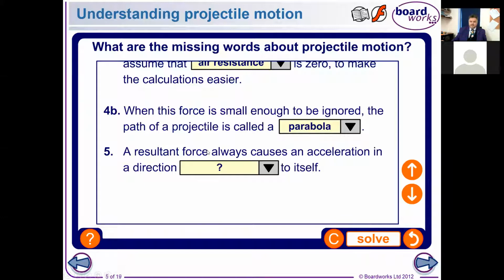A resultant force always causes an acceleration in a direction. I'm not too sure about this one. Was it parallel? Yes, to itself, so in the same direction. Okay, not a very clear question, that one.